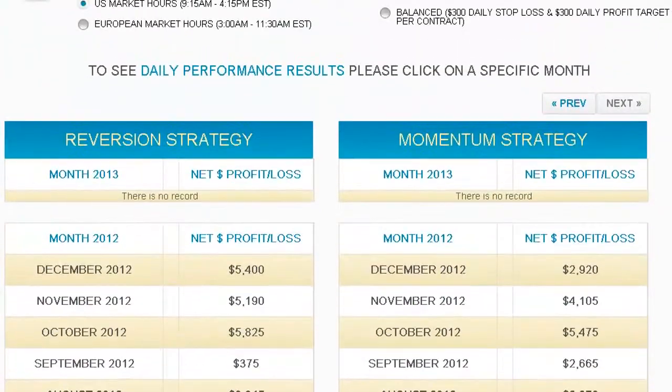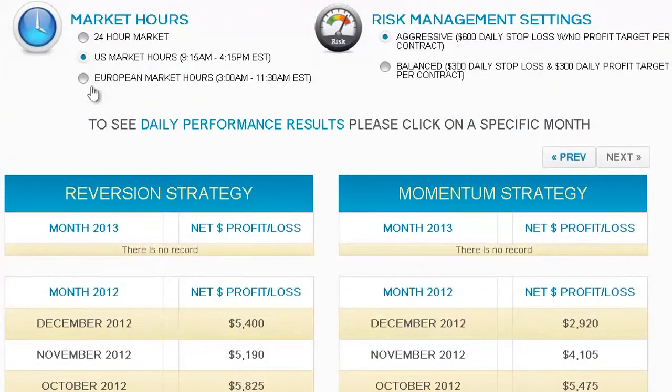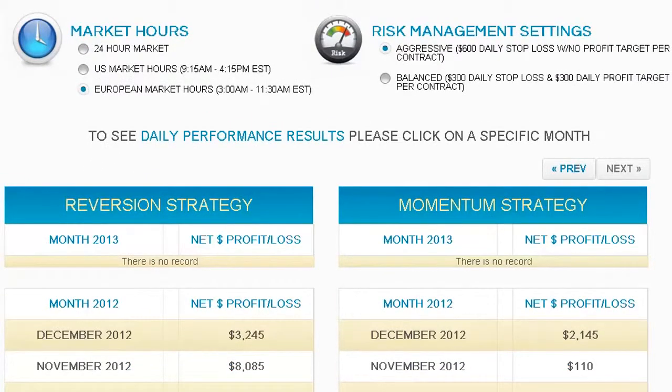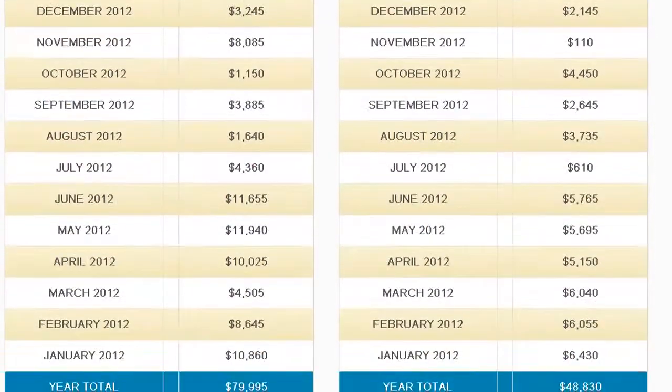Thirdly, of course, is something called European market hours. Now, we're not trading any European markets. We're still trading the ES, and again, the results are based on 2 contracts. However, we are trading the ES, with the strategy being applied only during the European cash market open, namely from 3 o'clock in the morning to 11:30 in the morning, New York time, right? Here are the results for the strategy being applied to the European market hours.